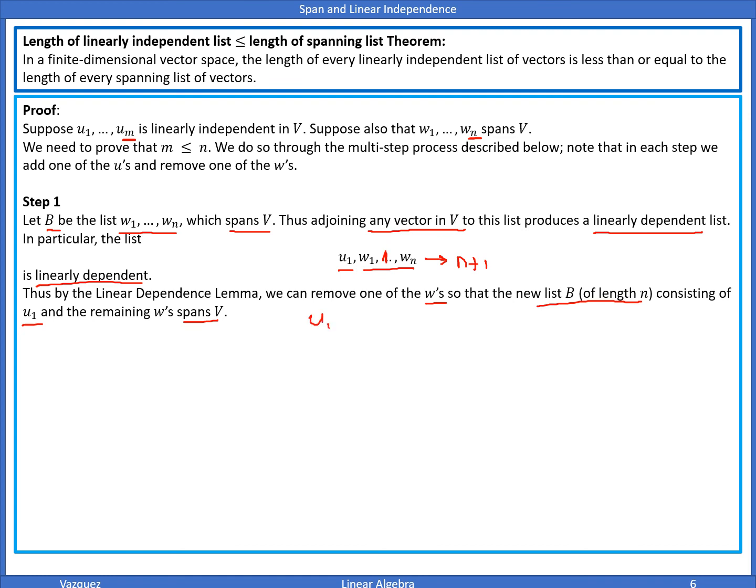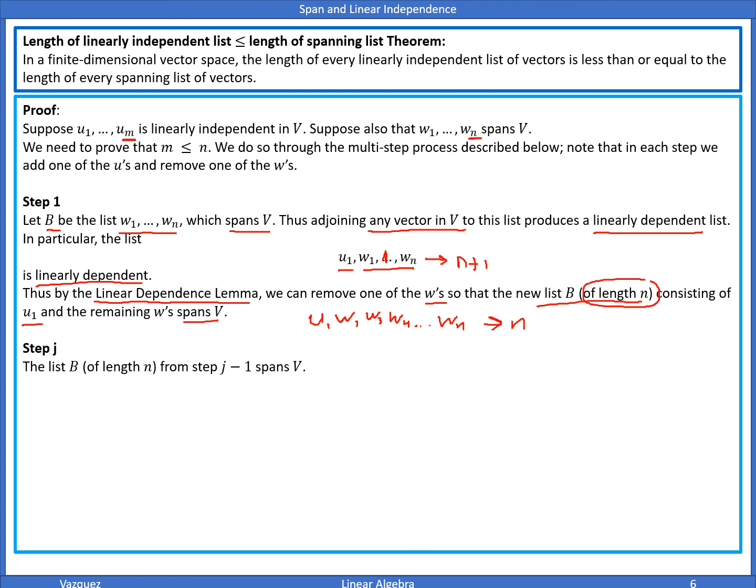So now we can get u1, let's say we took out w2. So w3, w4, so on and so forth, all the way to wn. Now this is again a list of length n, which is why it says of length n, that spans V. And why can we do that? Again, because it's guaranteed by the linear dependence lemma. So that was step 1. Now we can move on to step J.